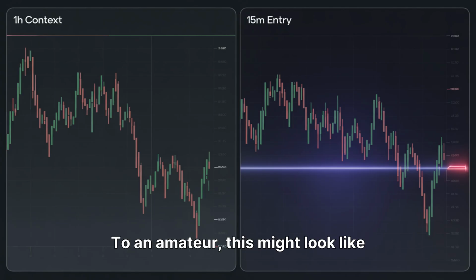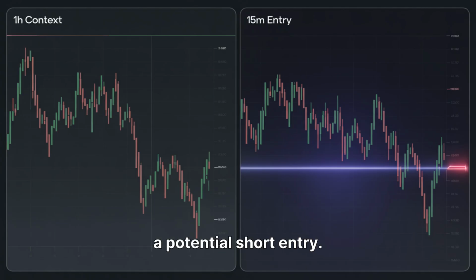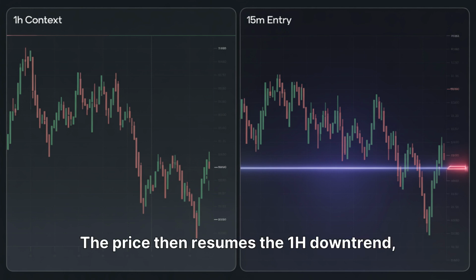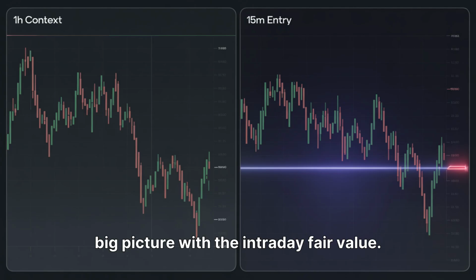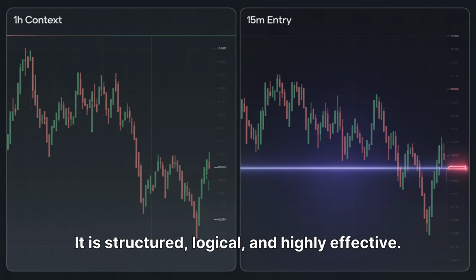To an amateur, this might look like a recovery, but to a VWAP trader, this is a potential short entry. As the price touches the VWAP, we see a shooting star candle and a spike in sell volume. We enter short with a stop loss just above the VWAP. The price then resumes the 1H downtrend, dropping significantly. This is the power of aligning the big picture with the intraday fair value. It is structured, logical, and highly effective.